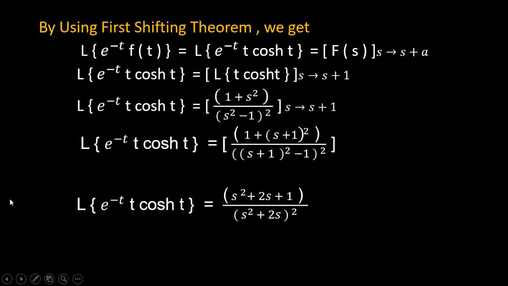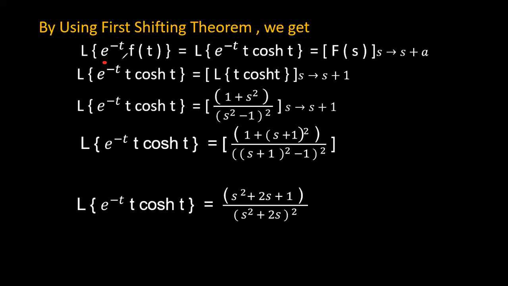Now in the shifting method, first shifting theorem, we have to shift by s plus a because it is of the e power minus a t type. So you have to shift s to s plus a. What is the a value here? 1. So s tends to s plus 1. What is the F of s value? 1 plus s square by s square minus 1 whole square. Wherever you have the s, you have to substitute s plus 1.